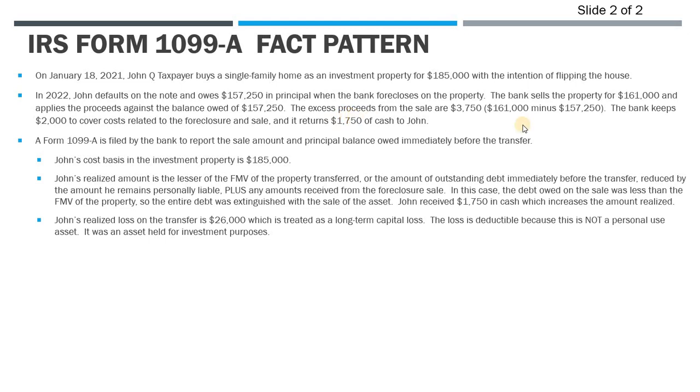Now the excess proceeds from the sale, that $3,750, of that amount the bank kept $2,000 because they wanted to cover the costs related to the foreclosure and the sale, and then it gave the remaining amount, $1,750, to John. So John did get a little bit of cash from the sale, but certainly not much. Now, the Form 1099-A here has to be filed, right? Because this is real property that was repossessed and sold.